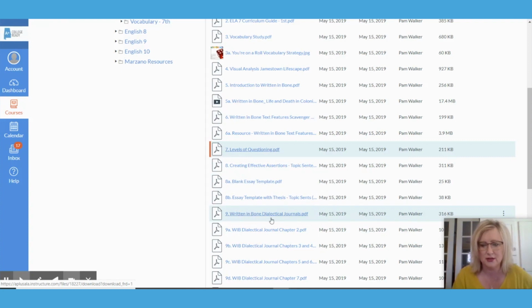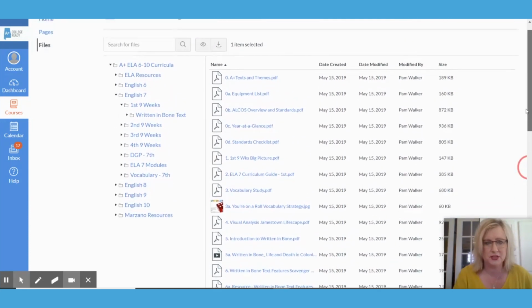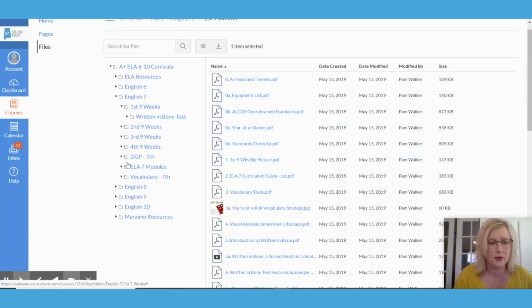If you will notice, this would be chapter 1. 9A is chapter 2, 9B, chapters 3 and 4, and so forth. You can continue scrolling and see that we have different journals for different chapters. Some of them are combined. I also want to bring your attention here. Under the first 9 weeks, there is a Written in Bone text, a PDF, just in case you're having trouble getting the hard copy as early as the first 9 weeks. So that will be very helpful for you and your students.